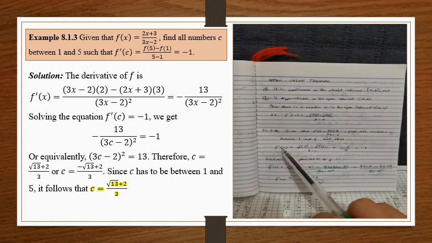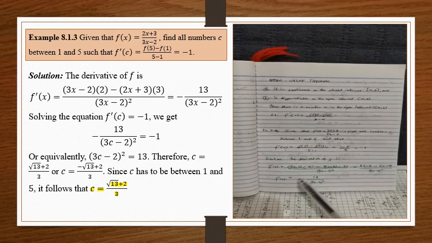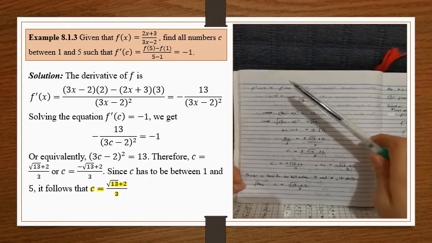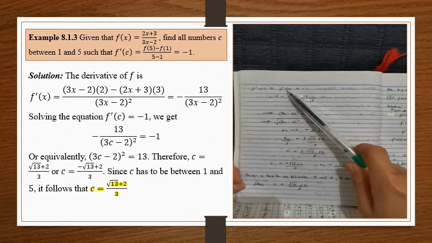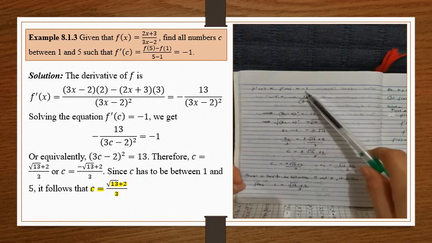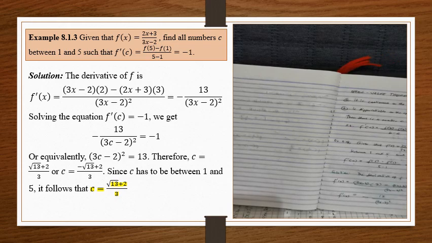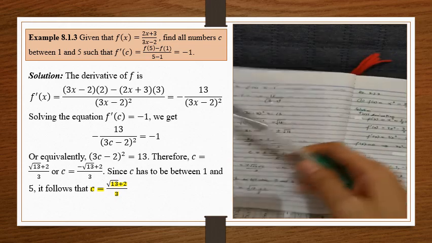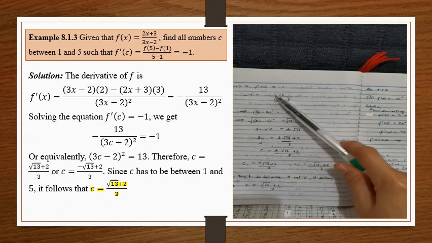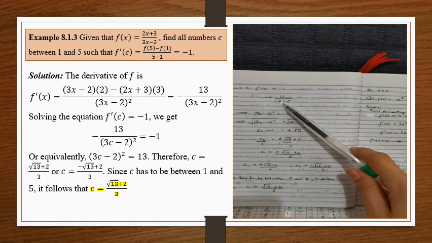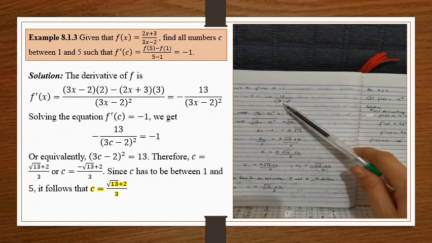Okay, so since f prime of c is given, which is equal to negative 1, that means the derivative we got, the variable x here, we just replace it with the variable c. Okay, so, replace variable x by c, that is equal to negative 1. So, that means f prime of x from earlier, we replace it with negative 1. So, we have negative 1 is equal to negative 13 over 3c minus 2 quantity squared. This c here, earlier, was the variable x.